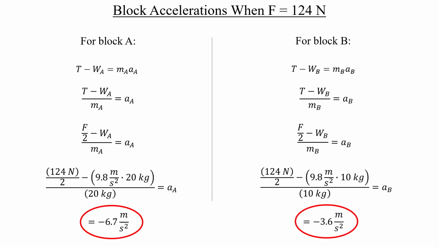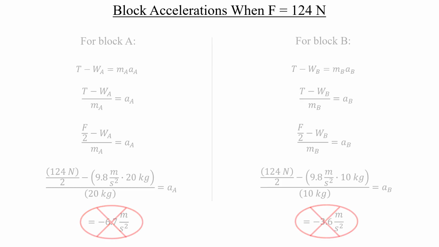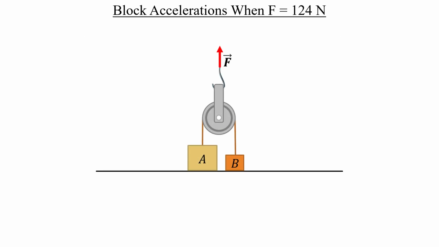Take a look at these results. While these accelerations are technically true for objects that can move in the downward direction, that is not the case here. I'll bring our picture back up to show you what I mean. Remember that our problem description said that the blocks are resting on the floor. They're not hanging in the air. That means it's not possible for them to move in the downward direction.